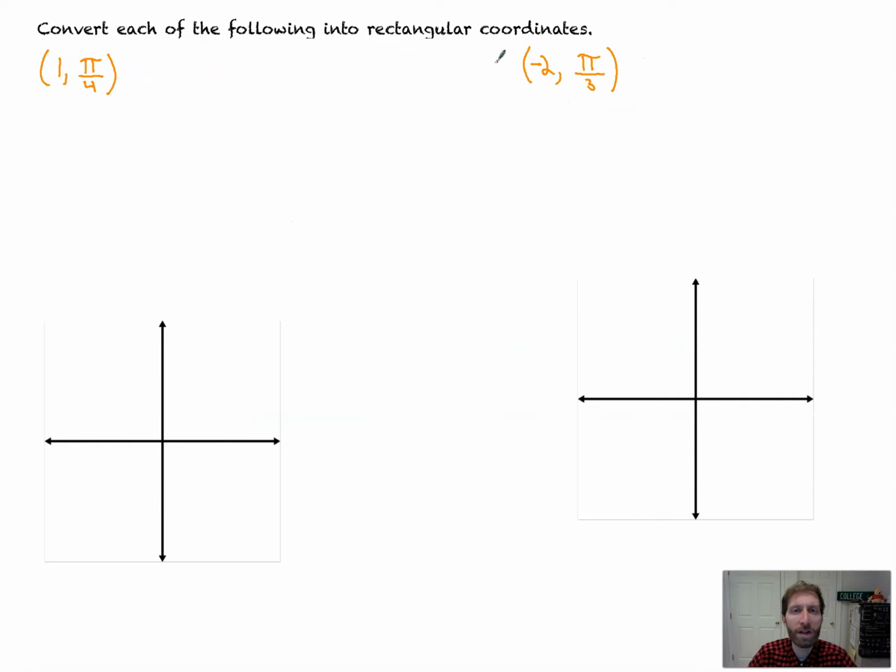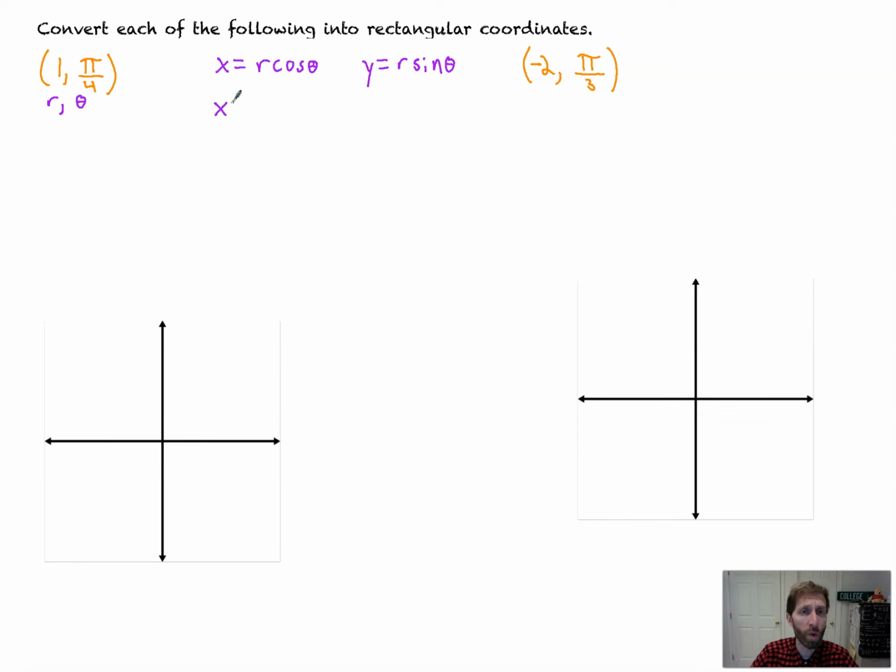So, convert each of the following into rectangular coordinates. So we want to go from r comma theta to x, y. How do we do that? We use our conversion. So that's x equals r cosine theta, y equals r sine theta, and that'll give us our x, y values. So I've given just graphs to see why these points make a lot of sense here. But really what I want to do is get you really comfortable with the conversions.